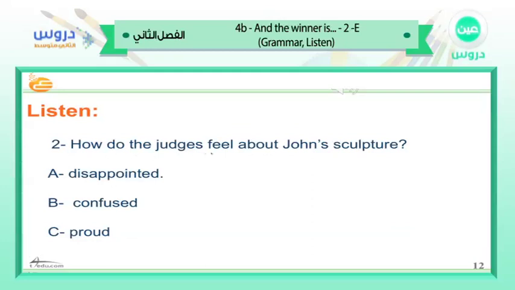Number 2. How do the judges feel about John's sculpture? A. Disappointed, B. Confused, C. Proud. Disappointed, confused, proud. Of course, the answer is disappointed.